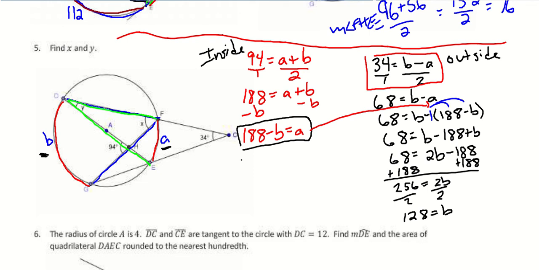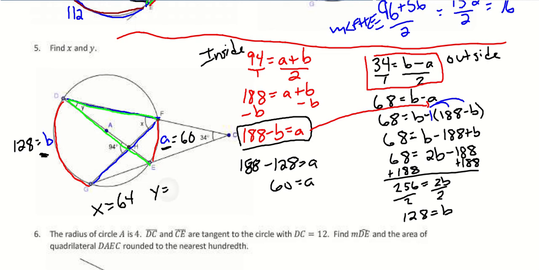So now when I want to get A, I just do 188 minus 128 is equal to A, and so A is equal to 60. So B is equal to 128, A is equal to 60, and so I can now get X and Y because it's just half. So X is half of 128, which is going to be 64, and Y is half of 60, which is 30.